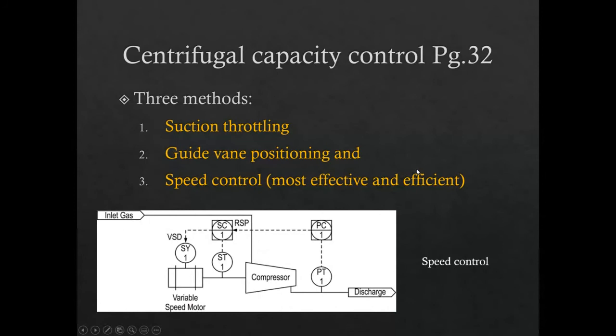Controlling a centrifugal compressor. The basic method we use for controlling a centrifugal compressor is capacity control. We look at three methods of adjusting the capacity of the compressor: suction throttling, guide vane positioning, and speed control. Again, evolutionary as we look at them all here. For some reason, I've got speed control first on this slide. Look at the diagrams, look at the elements that we're measuring, our control scheme here, and be able to identify what's going on. So we have a pressure transmitter providing a remote set point to a speed controller, a speed transmitter, and a VSD.